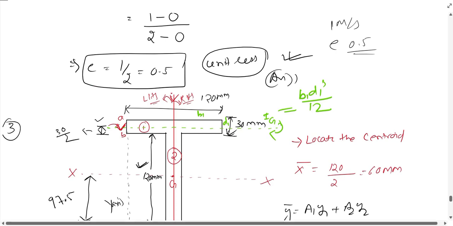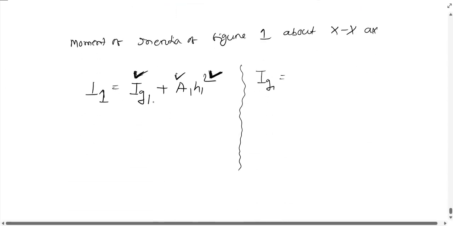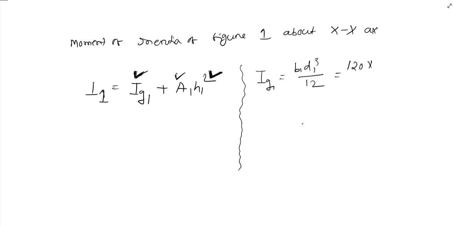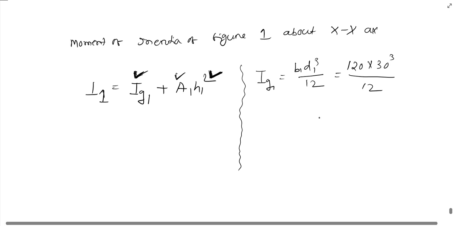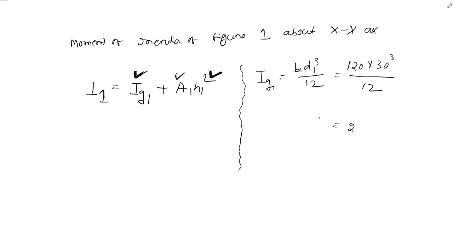So Ig1 is B1 D1 cube by 12, which is equal to, B1 value is given as 120, D1 is 30 cube by 12. So that is equal to 120 into 30 cube by 12, which is 27 into 10 to the power 4 millimeter to the power 4. This is our Ig1.